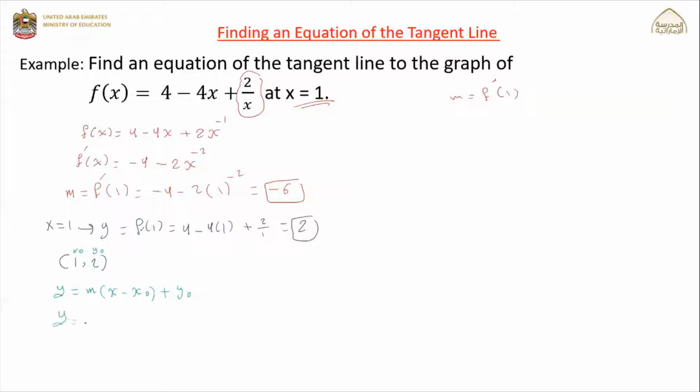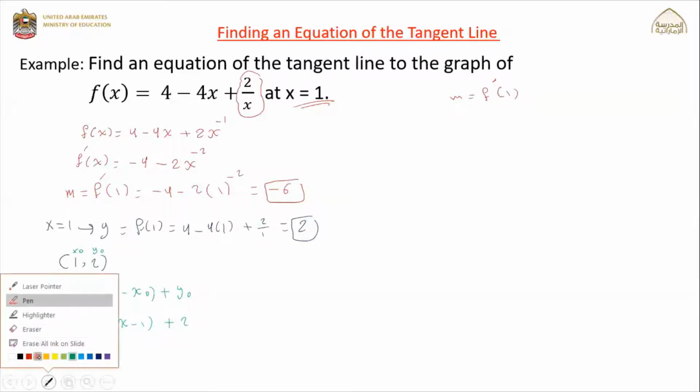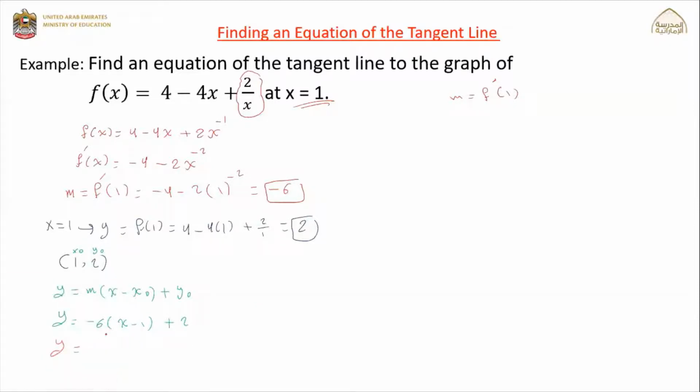So y equal m, it's the slope, and the slope we found is -6. So -6 times (x minus 1) plus 2. We can keep it like this, or we can simplify more. So y equal -6 times x is -6x, -6 times -1 is +6, plus 2. So the final result is y equal -6x plus 8. This is the equation of the tangent line for this function at x equal 1.